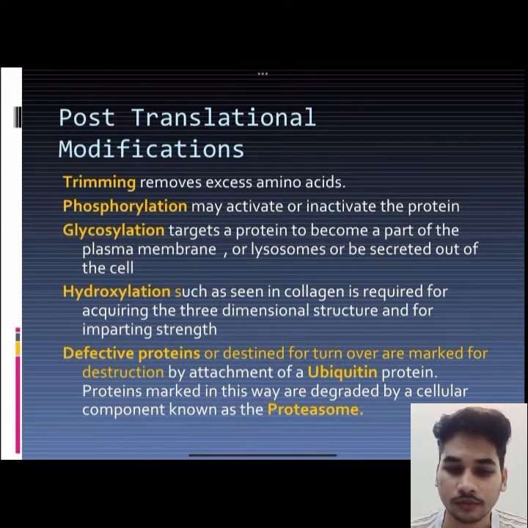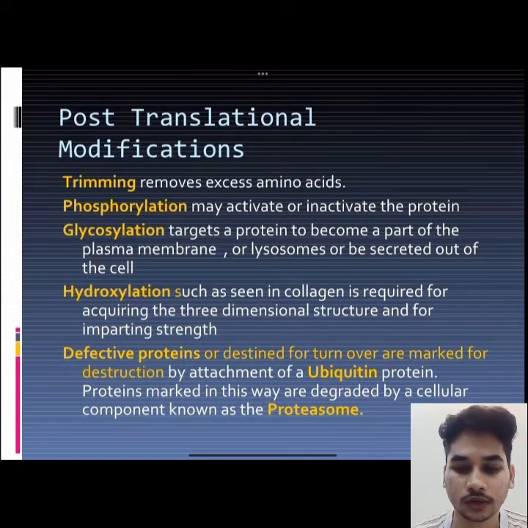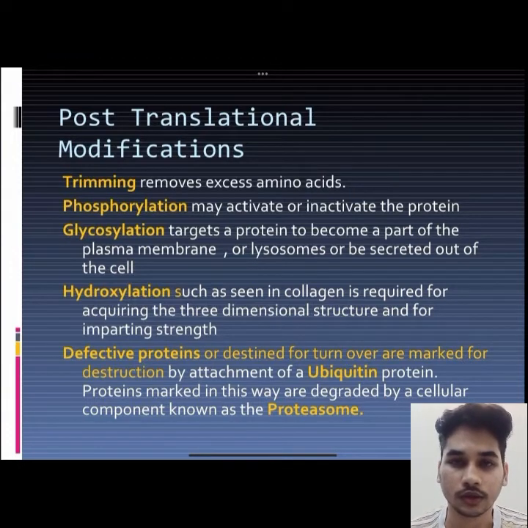Phosphorylation may activate or inactivate the protein. Glycosylation targets a protein to become a part of the plasma membrane or lysosomes or to be secreted out of the cell. Hydroxylation, such as seen in collagen, is required for acquiring the three-dimensional structure and for imparting strength.